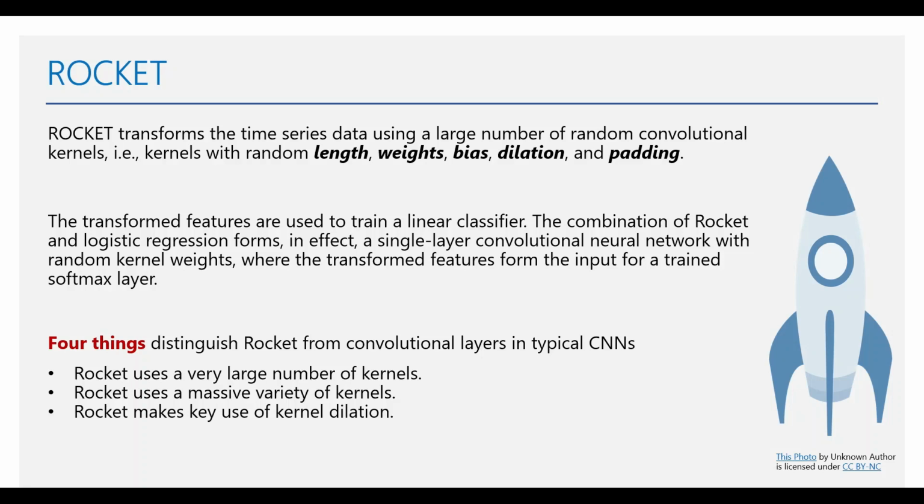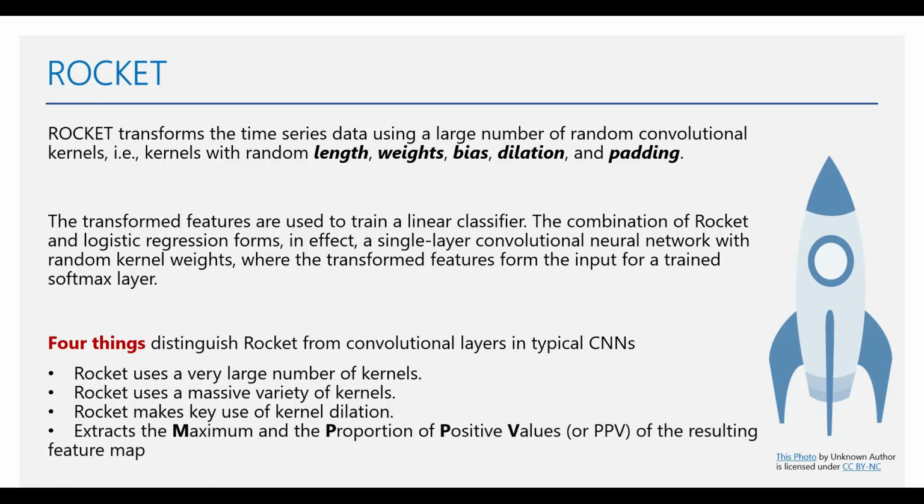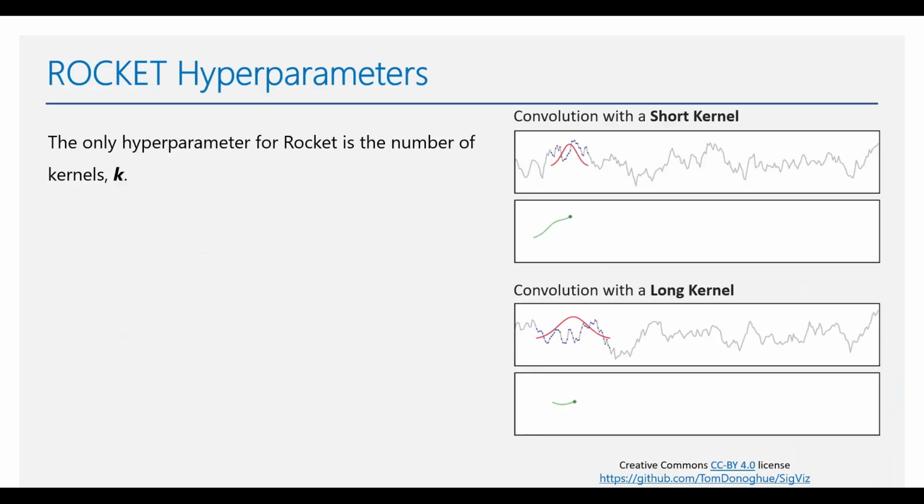Rocket makes key use of kernel dilation, and basically it extracts 2 types of features. One of them is the maximum value, and the other one is the proportion of positive values, PPV, as I will show you in a while. Here you see 2 examples: one where we convolve an input signal with a short kernel, the red signal, and one where we convolve the signal with a long kernel, as you can see in this part of the graph.